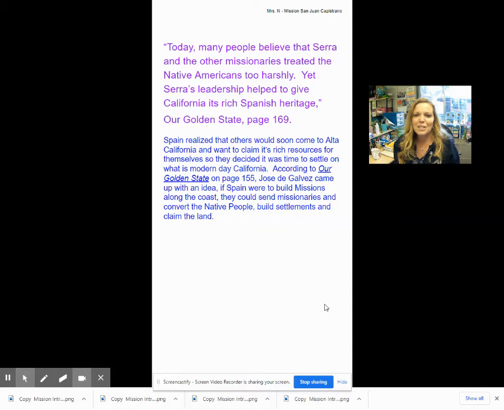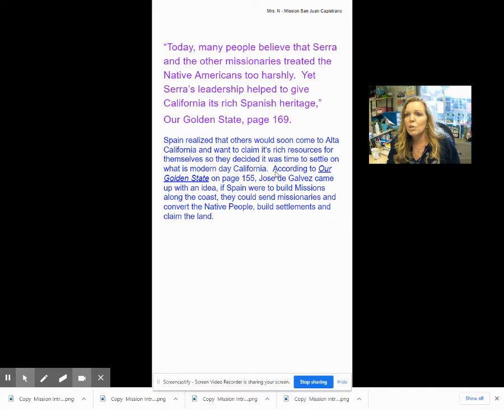However, because this is a research report, we are not writing entirely in head info. So it has to be a combination of head info, direct quotes, and paraphrasing. Paraphrasing still needs a citation. So if you notice, I say, Spain realized that others would still come to Alta California and wanted to claim its rich resources for themselves. So they decided it was time to settle on what is modern day California. So that was kind of my head info. But I'm writing a research report, so I'm going to include some paraphrasing in here too.